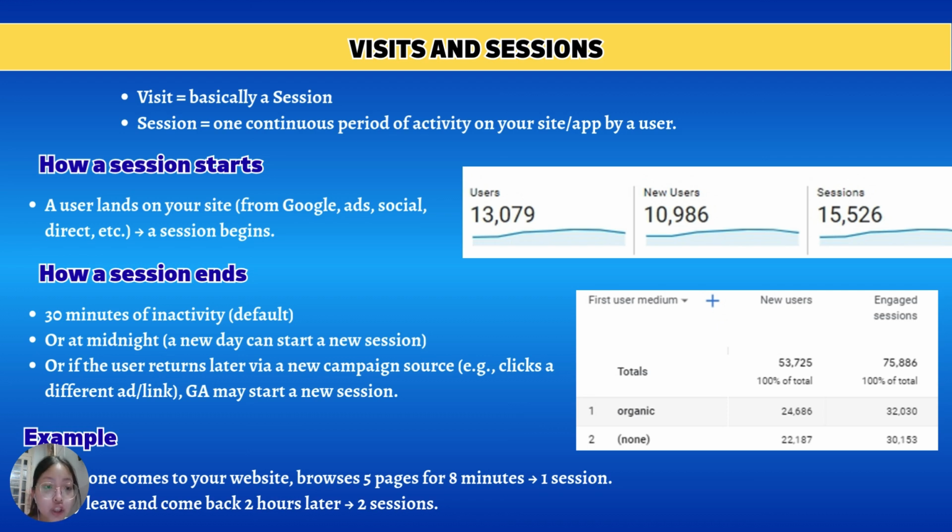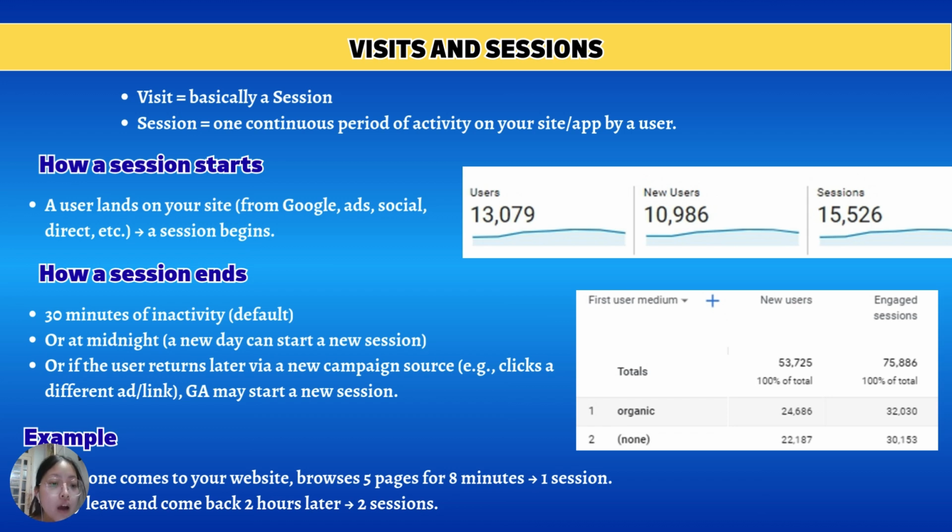So how a session starts: a user lands on your site from Google, social, or direct. This means a session begins. And how a session ends: 30 minutes of inactivity or at midnight. Or if the user returns later via a new campaign source, for example, clicks a different ad or link, GA may start a new session.